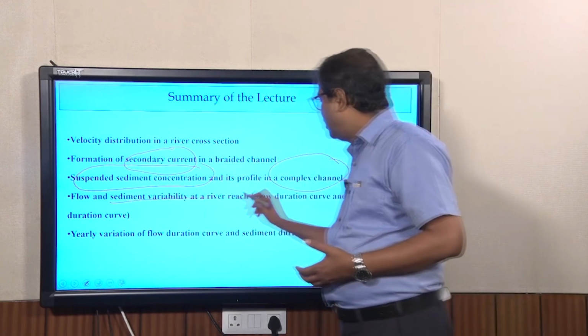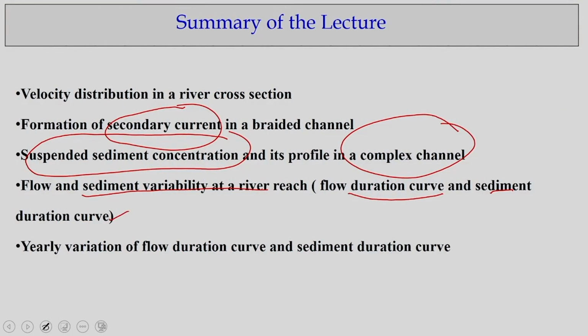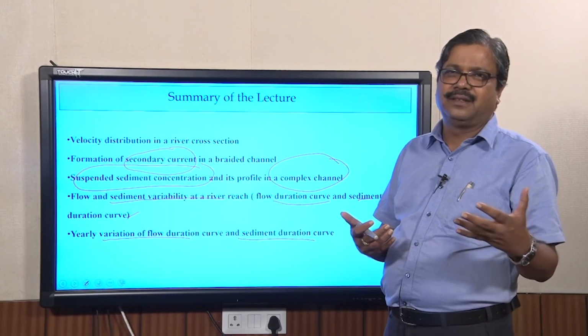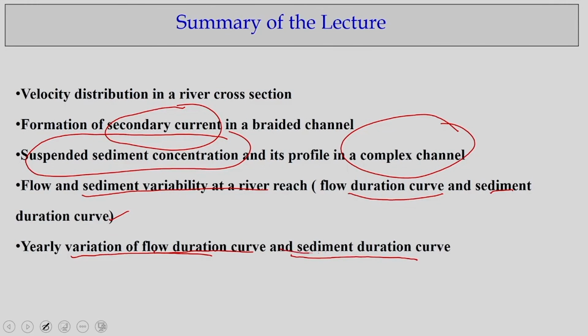We discussed the flow duration curve and the sediment duration curve, and remember, the flow duration curve and sediment duration curve have a variability in the time domain as well as in the space domain. It varies from one river gauging station to another river gauging station. It also varies from year to year. So, those quantifications we should do, to know what is happening to the river catchment.